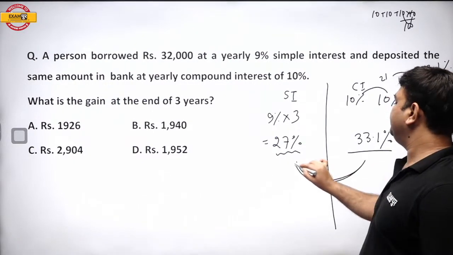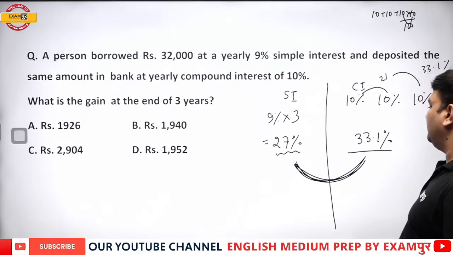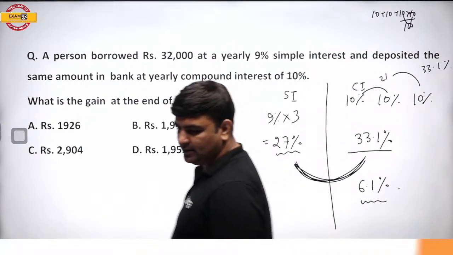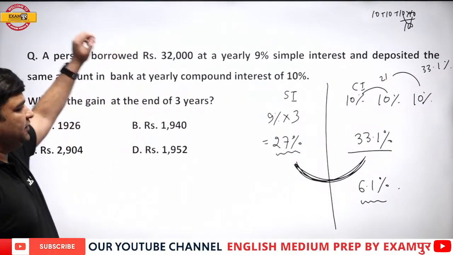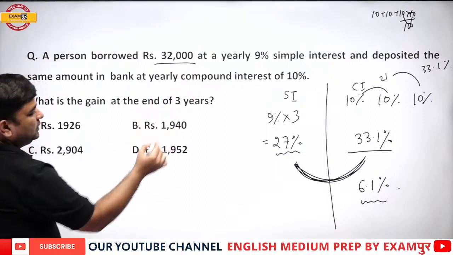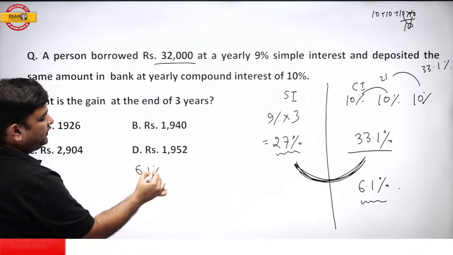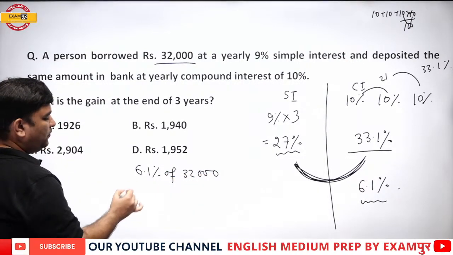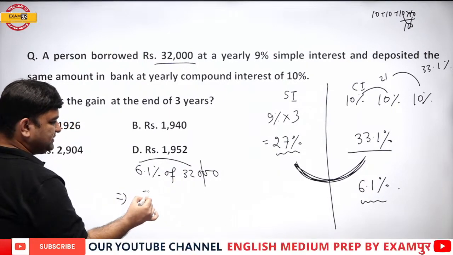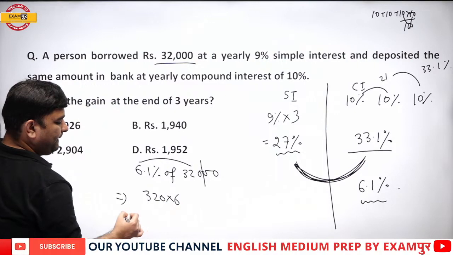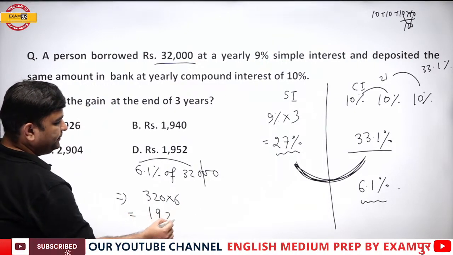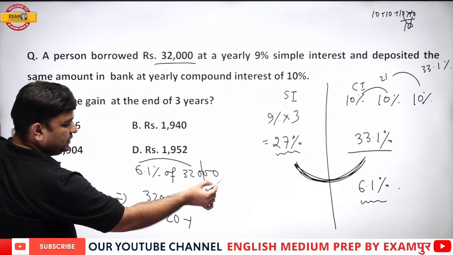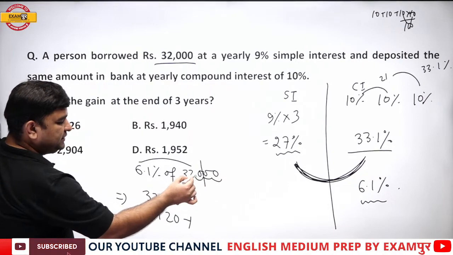How much is the gain? 6.1%. So 6.1% of the principal is the gain. What is 6%? Two zeros less, 320 into 6, that is 1920. And what is 0.1%? 10%, 1%, 0.1%, that is 32 rupees.